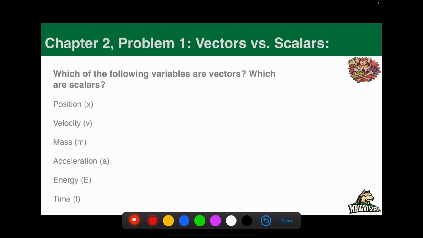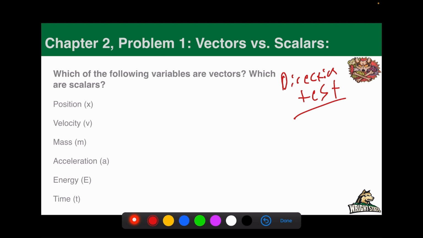Okay, welcome back. So we want to figure out whether these are vectors or scalars. The easiest way to do that is actually quite simple. I call it the direction test. And the direction test is very simple. All you have to do is basically ask yourself, does this make sense if I put a direction after my measurement? If the answer is yes, it's a vector. If the answer is no, it's got to be a scalar.